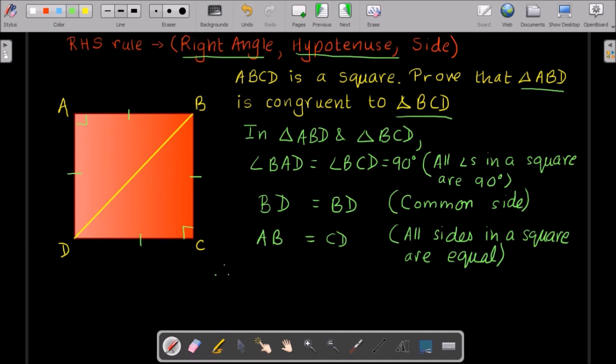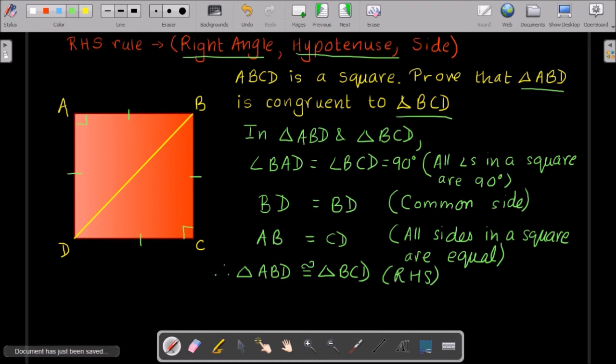Okay, so I've made my 3 points. I've given my evidence in terms of the properties. Now I write my closing statement. Therefore, triangle ABD is congruent to triangle BCD. And the reason for that is I've used the RHS rule.